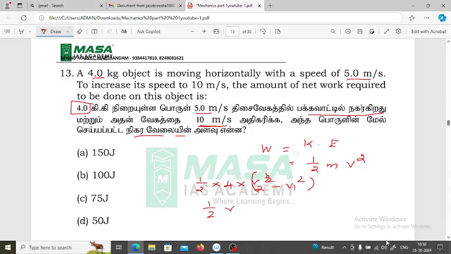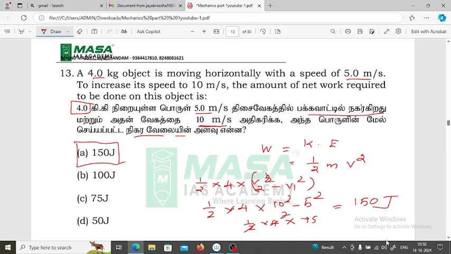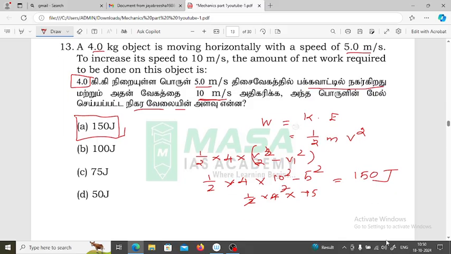Substitute all the values now. Half into 4 into what is v2? v2 is 10. So 10 square minus 5 square. Here 10 square means 100, 5 square means 25. 100 minus 25 we get 75. Half into 4 into 75. Cancel out. 75 into 2. What is the answer? 150 joule. Option A is correct, 150 joule. Next question.